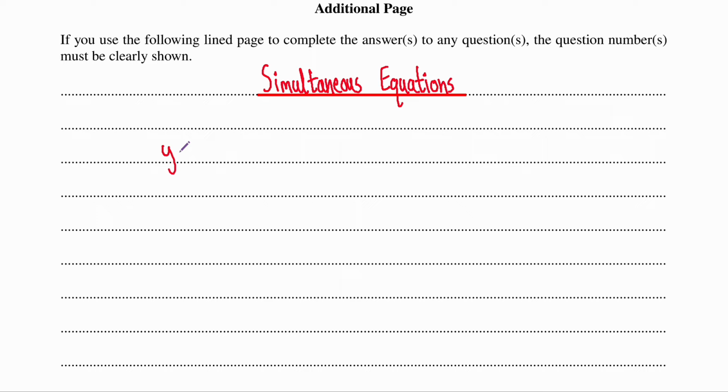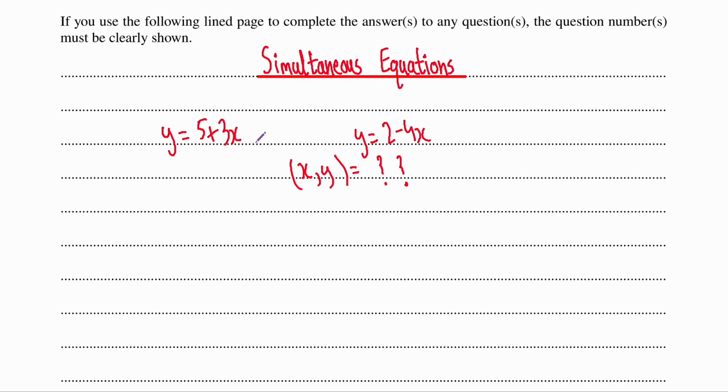Let's say you had y is equal to 5 plus 3x, and you also had y is equal to 2 minus 4x. You want solutions for x and y, right? You want two numbers, x and y, that will solve both of these equations at the same time. So if I put x in for this, I'll get a value for y. And if I put the same value of x in for this, I should get the same value of y. So that's what simultaneous equations do.